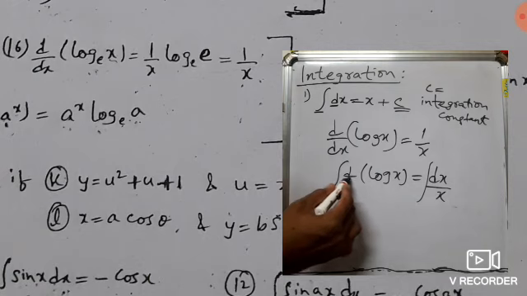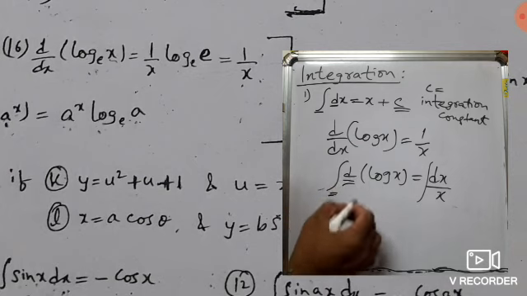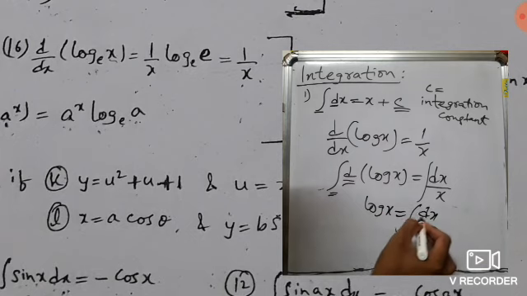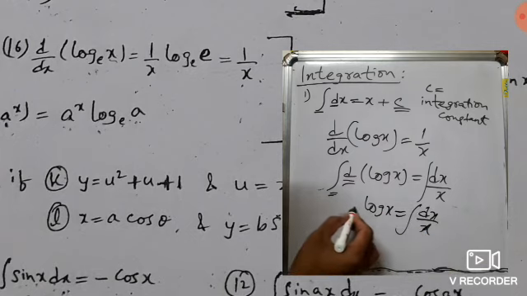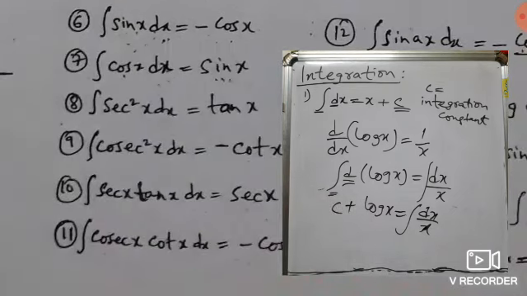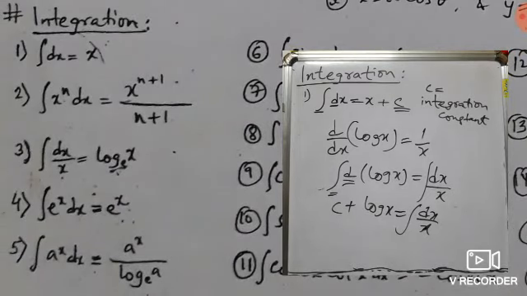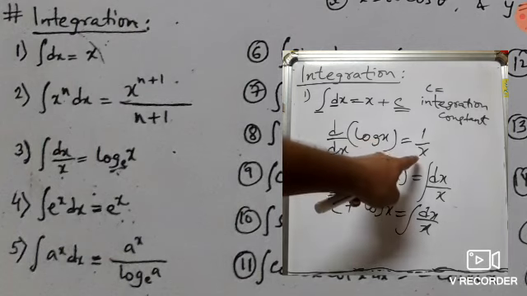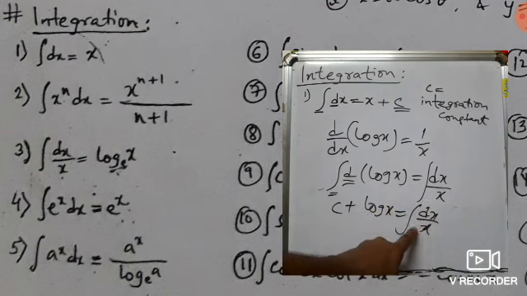So d and integration cancel each other, and it will become log x. So the integration of dx by x gives the answer log x plus c. You can see it in this formula, the integration of dx by x is log x. So it is nothing different. On the board we can see that the differentiation of log x gives 1 by x, so the integration of 1 by x gives log x, just the reverse.